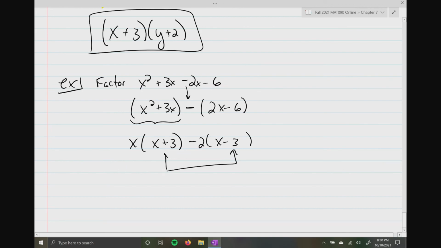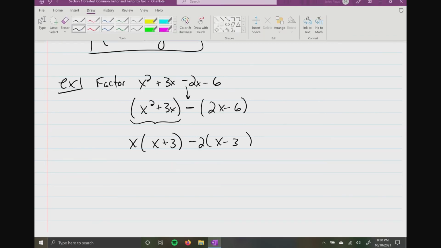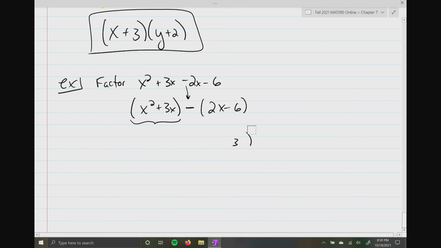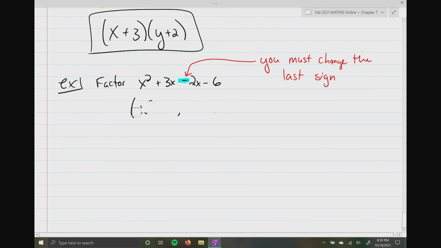They're different. So, what we need to be careful about, and I'm going to highlight it for us. What we really need to be careful about is that middle sign right there. This is the number one mistake students make. If that middle sign is negative, you must change the last sign. You must flip it, whatever it is. So watch what I do here, okay? So hopefully you're just watching and not writing, all right?